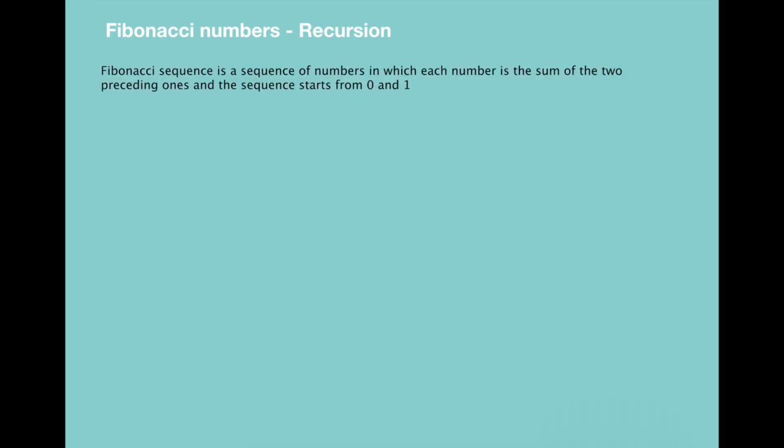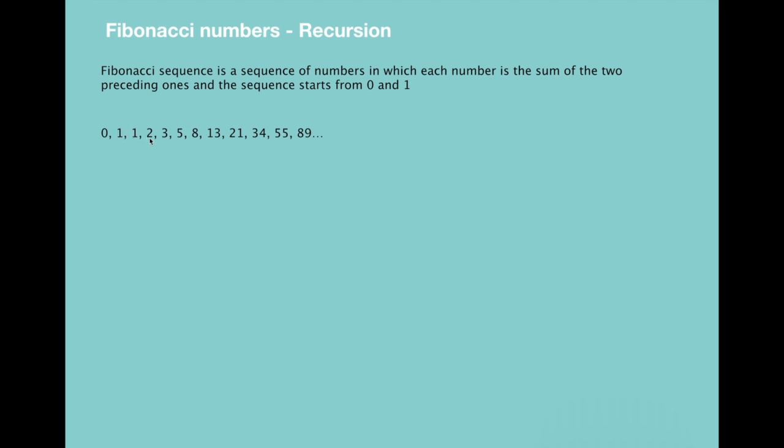Fibonacci sequence is a sequence of numbers in which each number is the sum of the 2 preceding ones, and the sequence starts from 0 and 1. The typical Fibonacci sequence will look like this. As you see, the sequence starts from 0 and 1. This means that the first 2 elements of Fibonacci numbers are always reserved for 0 and 1. So the next number is the sum of the preceding 2. Here, in this case, 1 is the sum of 0 and 1. And the next number is 2. This one also is the sum of these 2.